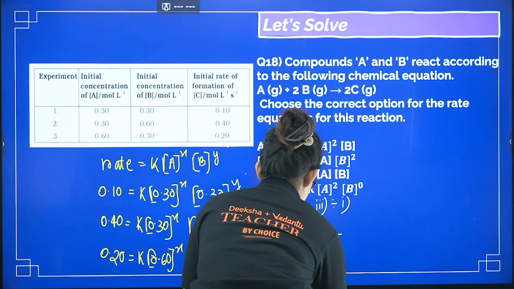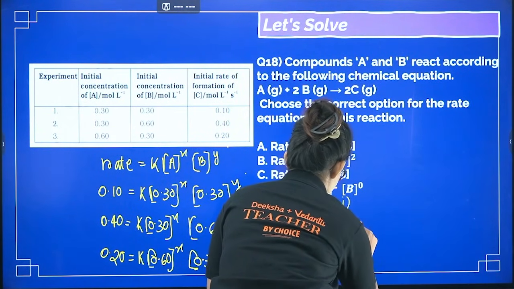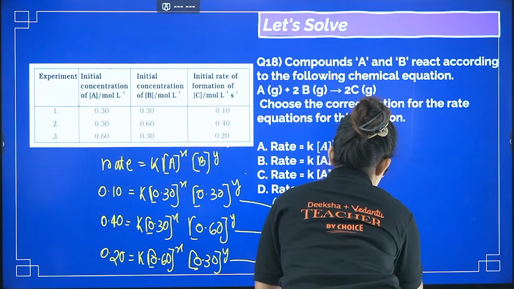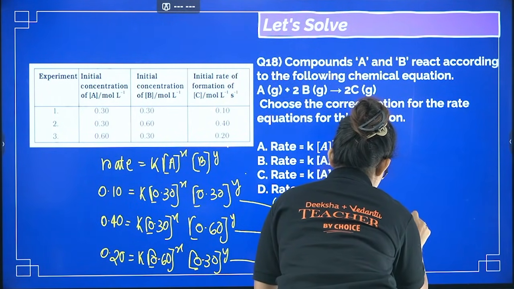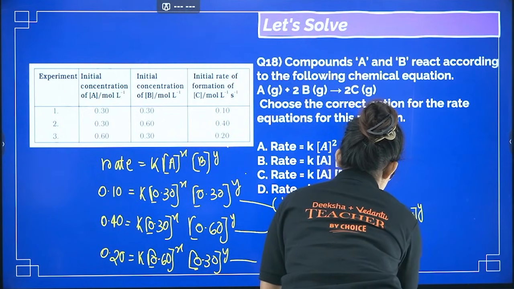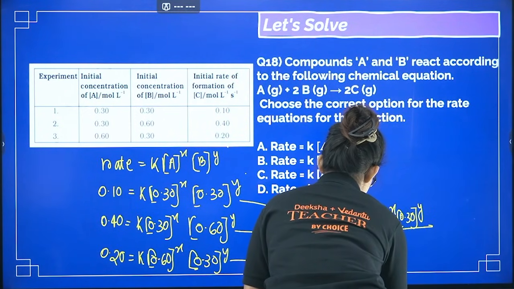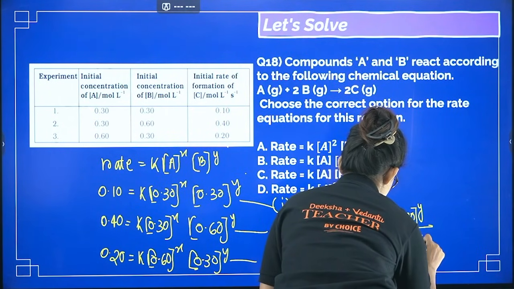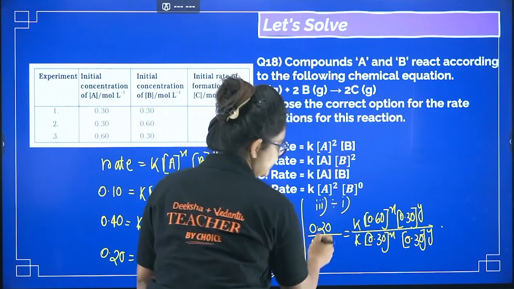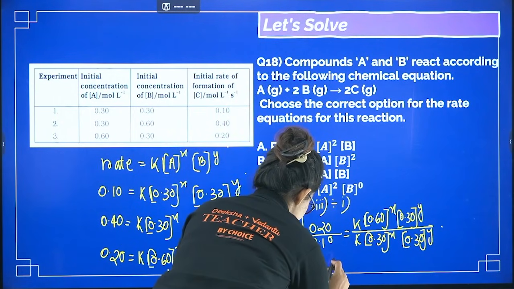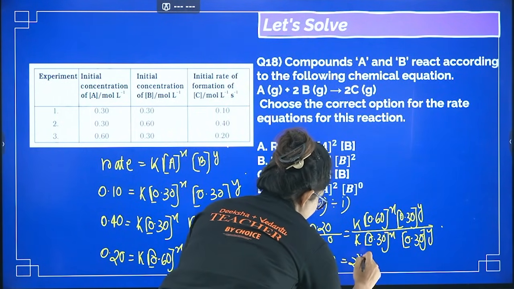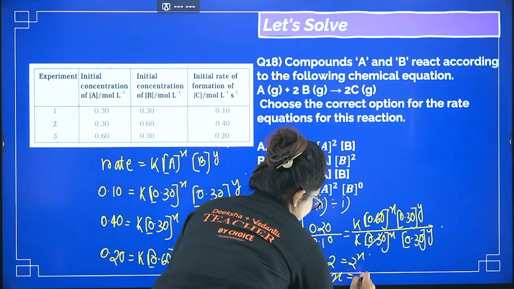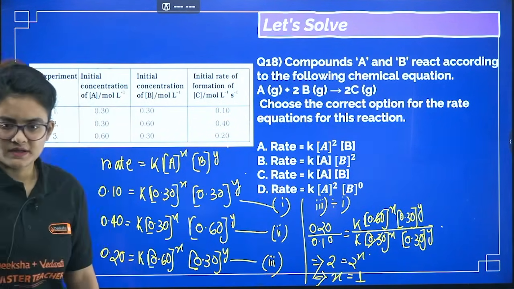0.20 divided by 0.10 equals K into 0.60 power x into 0.30 power y divided by K into 0.30 power x into 0.30 power y. Okay, see, everything will be cancelled out. From here I am getting 2, and from here 2 power x. As a result of this I can take x equals 1 if you compare, right?